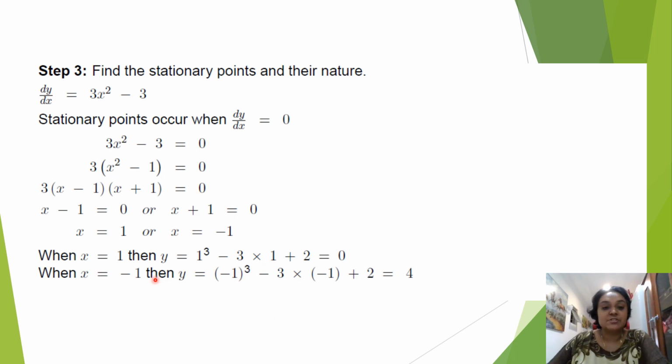So these two x values represent the x coordinates of the stationary points for this function. Based on this, you also need to find the y coordinates of the stationary points. So we will get (1, 0) and (-1, 4) as our two stationary points for this particular function. Next, we need to find the nature, and you're required to use the nature table to identify the nature of these 2 points.